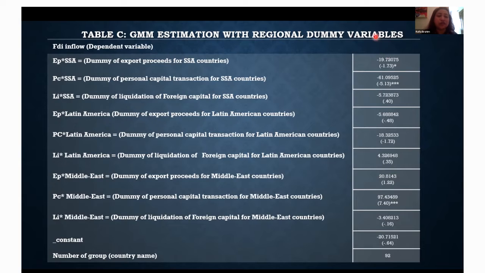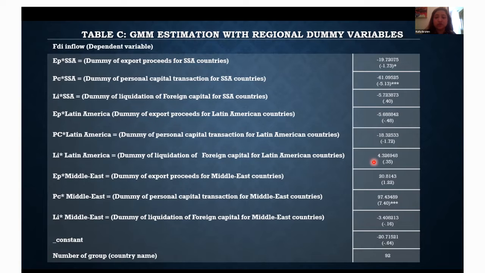The most surprising fact is the case of Latin America, because none of the capital control variables are significant for Latin American countries. In other words, for the Latin American countries, foreign investments do not depend on capital controls. Rather, there might be other factors, but not capital controls. So this gives us a glimpse of how the regions of the world are affected by capital control variables in the flow of foreign investment.